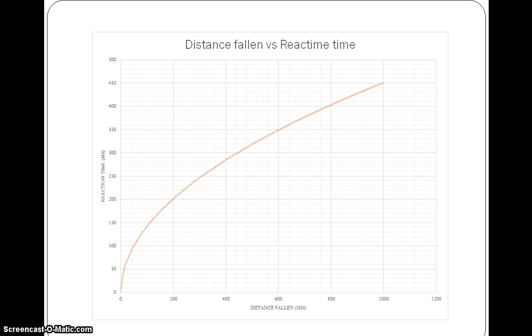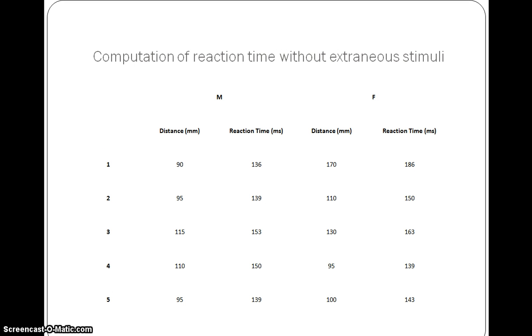And at the end, we make a graph. We get the graph of the distance against the reaction time, which is an upward sloping curve. And when we do the experiment with the 5 males and 5 females, those are the data that we get. And as we can see, the males have a faster reaction time than the females.